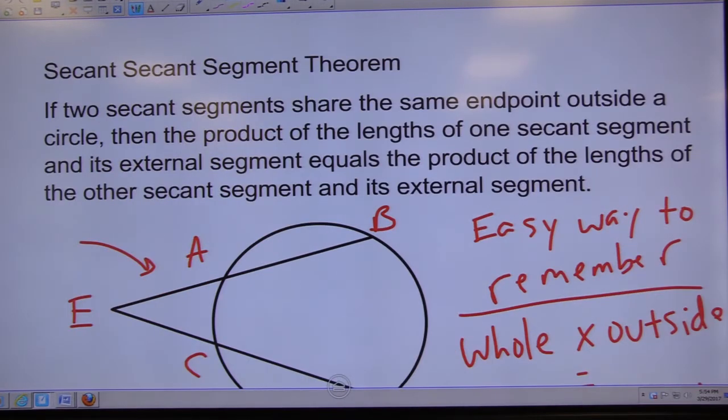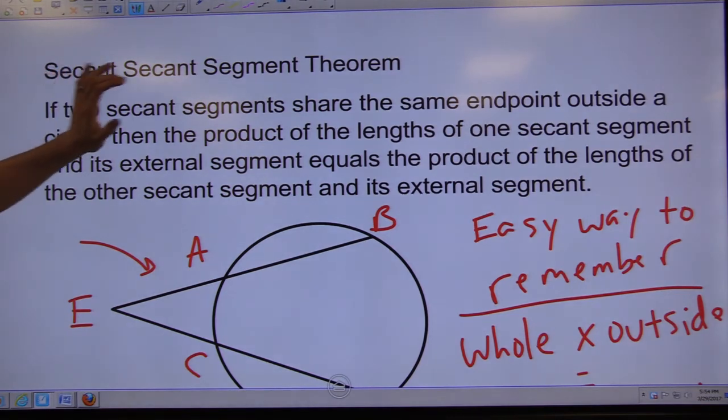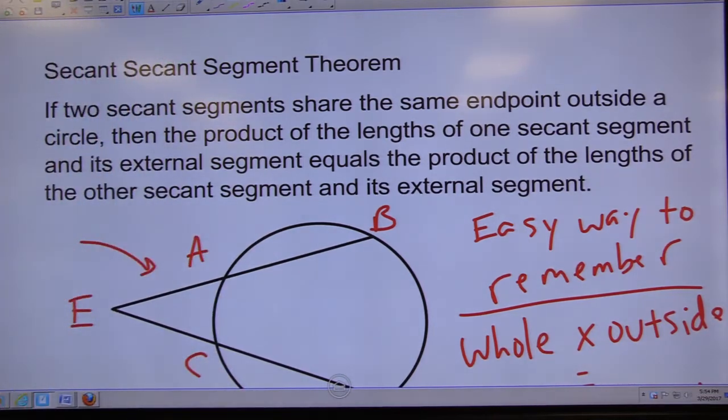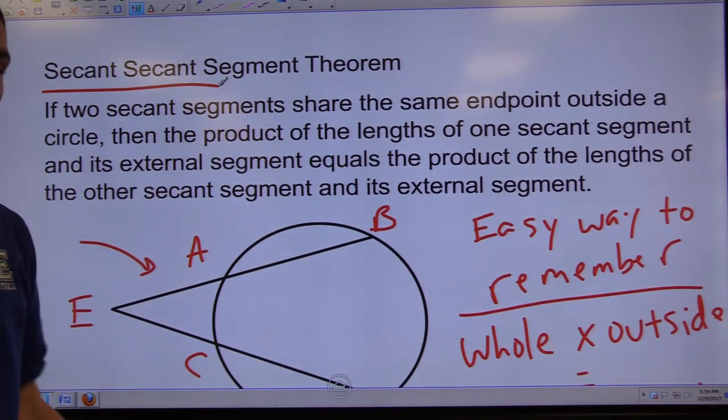And like I said, this stuff right here, I know it's wordy, lengthy. That's the math speak for essentially this. I just try to give you this formula here, to make more sense of it, so it's an easier way to remember. Whole times outside equals whole times the outside. Now this is only when we have two secants. That's why it's called the secant segment theorem.